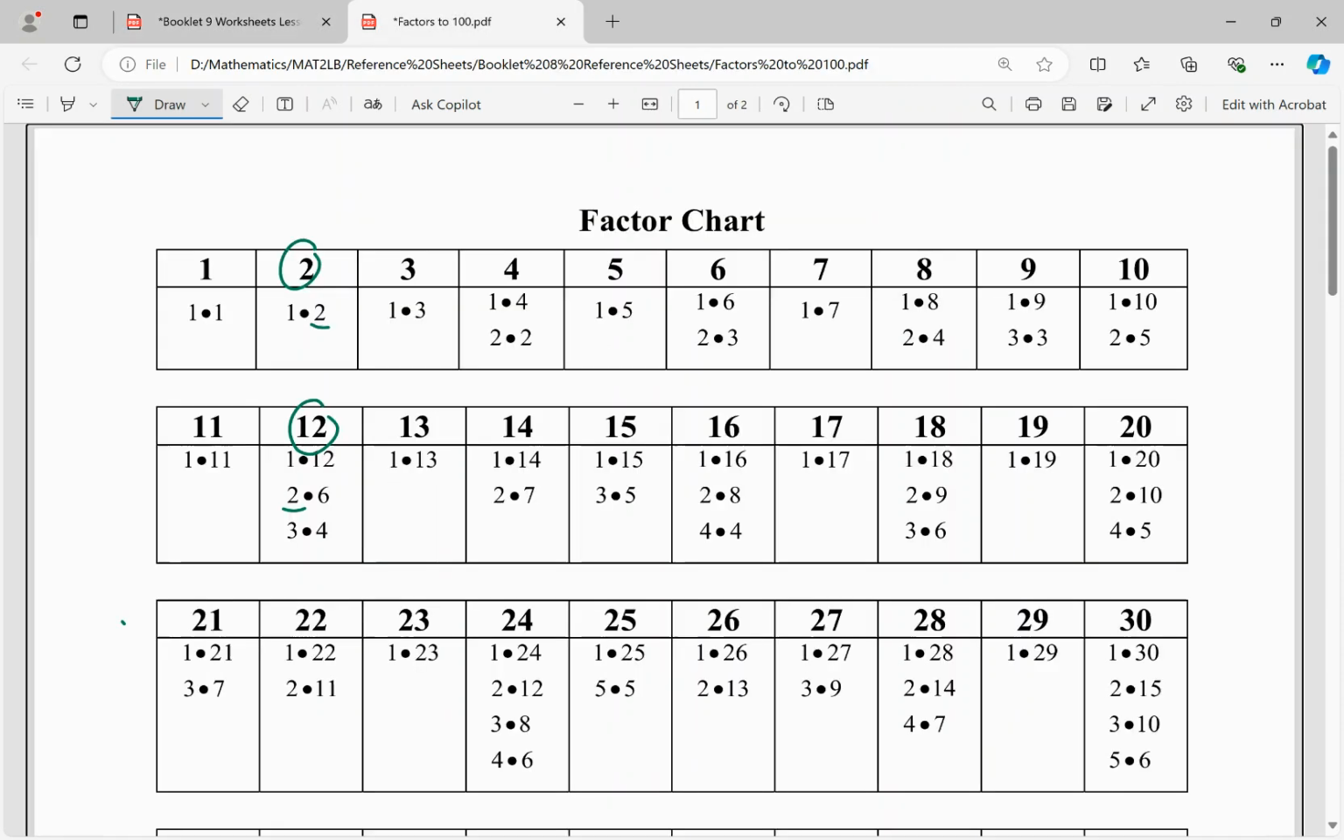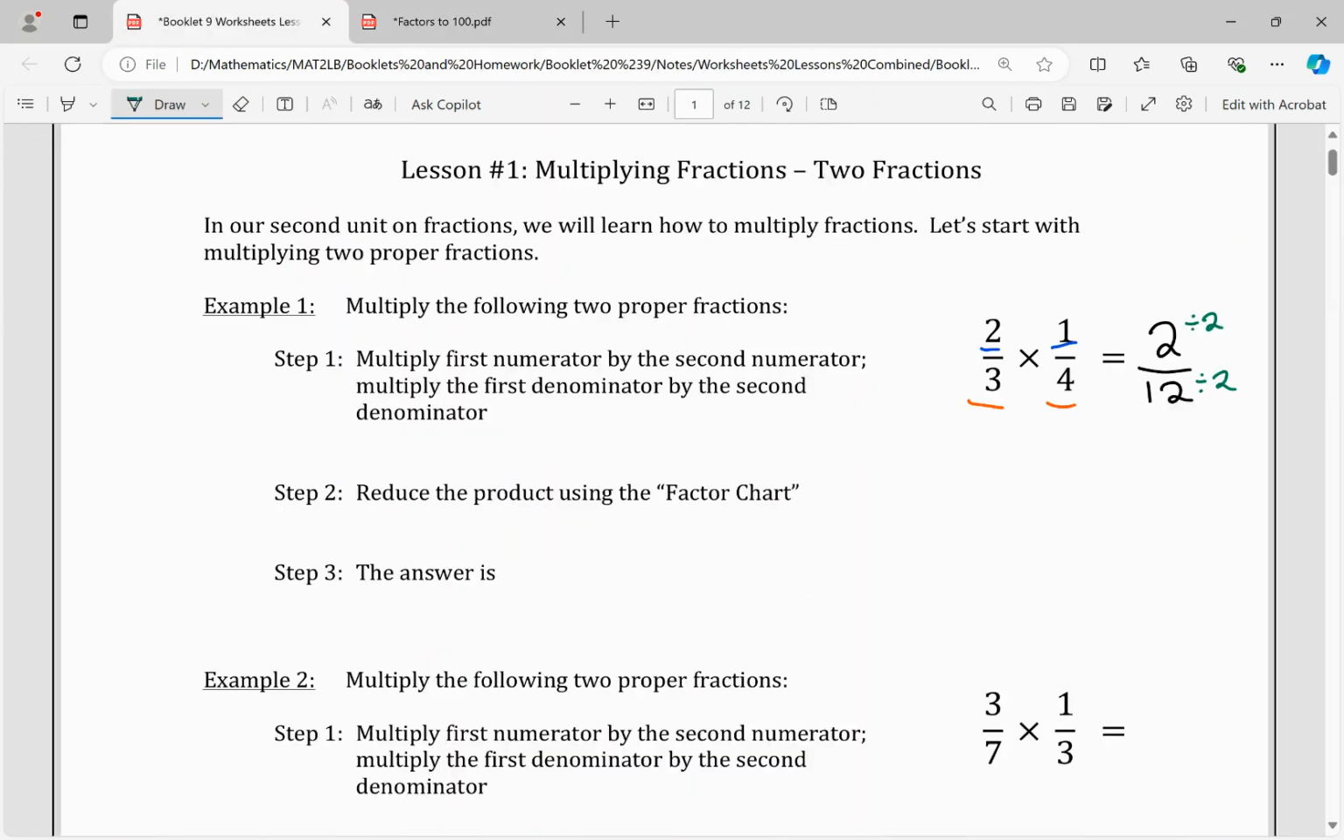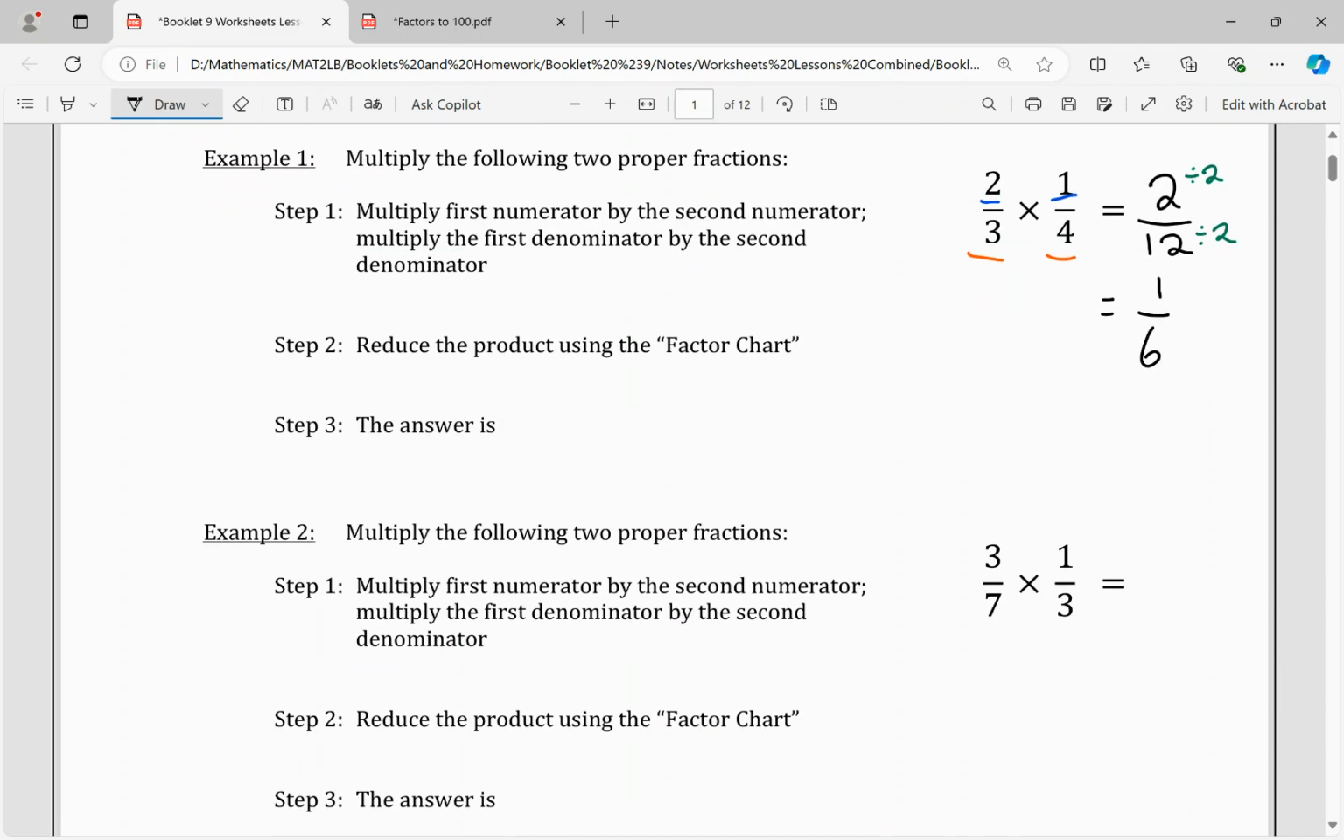A reminder that you can use your factor chart as a shortcut here. If you want the answer to 2 divided by 2, you simply need to use the paired number. 2 divided by 2 is equal to 1. If you want the answer to 12 divided by 2, you grab the paired number to the 2 in your factor chart, that is equal to 6. So 2 over 12 is the same as 1 over 6. And you have successfully multiplied 2 over 3 and 1 over 4.